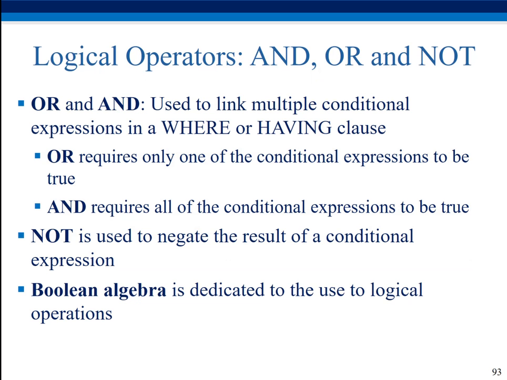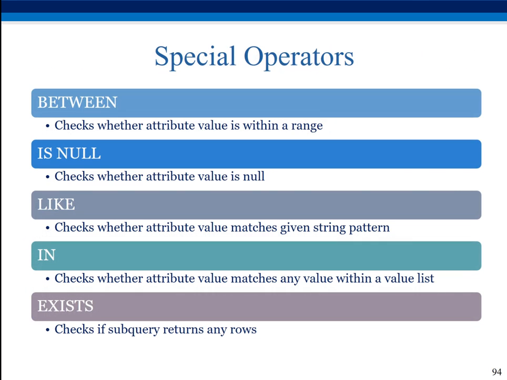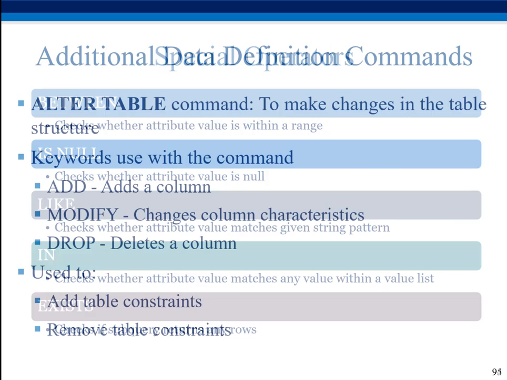Again, a review of logical operators. The special operators are BETWEEN, IS NULL, LIKE, IN, and EXISTS. IS NULL just checks to see if it's null, period. In C++, there's a function that checks to see if something is null. LIKE allows you to have things without spelling everything out. IN checks to see if it's in a specific group. And then EXISTS checks if a subquery returns a value.